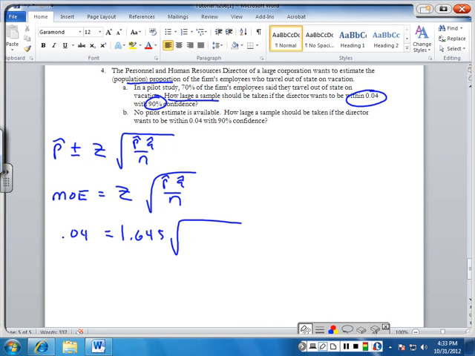And it says that in a pilot study, 70% said they would travel outside the state for vacation. So our best estimate of p is 0.7. 1 minus that is 0.3. n. Now again, you can do one step here, which I'm going to do.